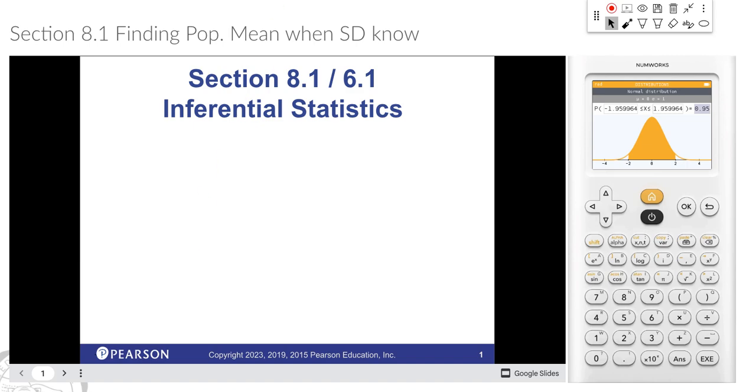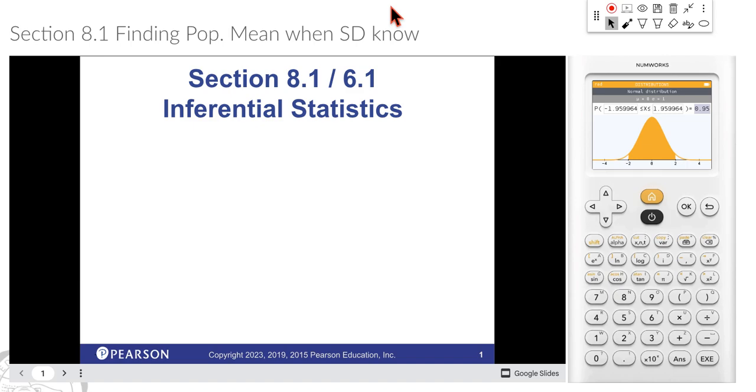So welcome to our next section, the next major portion of our course. We're going to now be looking at inferential statistics. And this is either Chapter 8 or Chapter 6, depending upon which curriculum you're in. So, inferential statistics, remember, is when we take a sample and we apply it to the population.